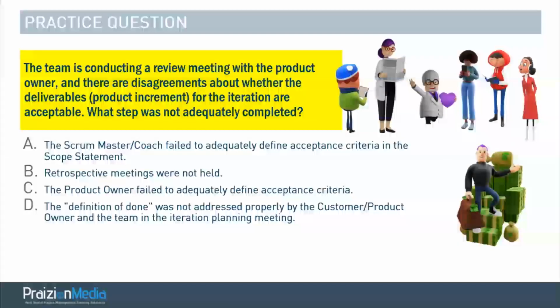The team is conducting a review meeting with the product owner, and there are disagreements about whether the deliverables, the product increment, for the iteration are acceptable. What step was not adequately completed?